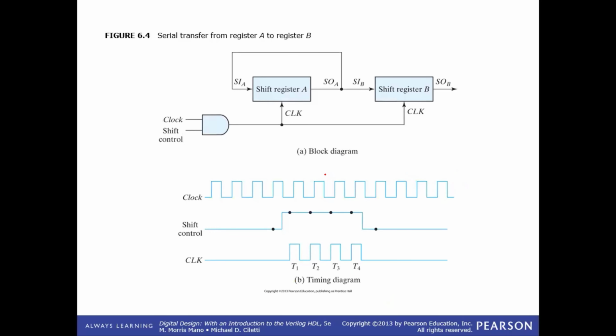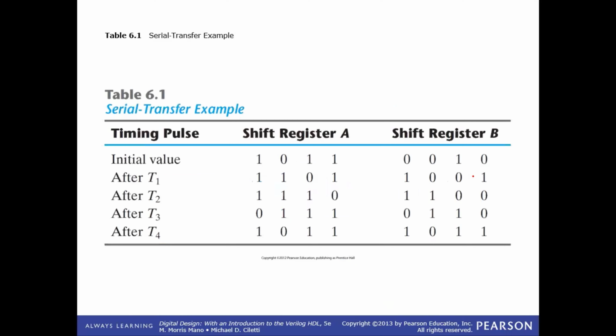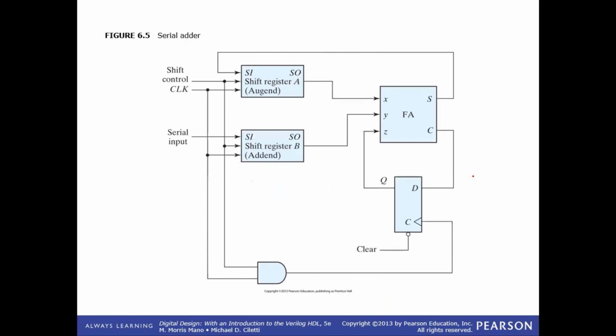This was an example that we studied for serial transfer from shift register A to the shift register B. So this serial transfer occurred in this way that's in front of you in this diagram. Now we are going to discuss the serial adder. We have a shift register A and a shift register B in front of you. We are going to add the contents of register B to the contents of A, so that the sum at the end is going to be present in the shift register A.